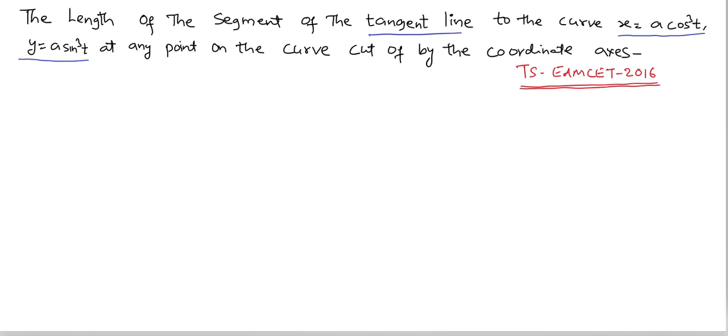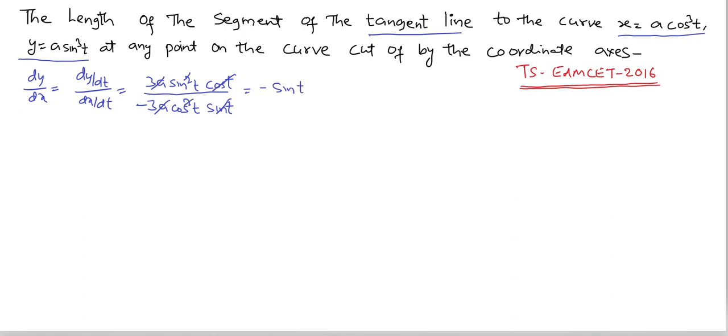First we find the slope of the tangent, that is dy/dx. This is parametric differentiation, dy/dx = (dy/dt)/(dx/dt). So dy/dt is 3a sin²t into the derivative of sin t, which is cos t, by the derivative of x, which is 3a cos²t into the derivative of cos t, which is -sin t. Here 3a cancels, one sin t cancels, cos t cancels, that is equal to -sin t/cos t. This is the slope of the tangent line.